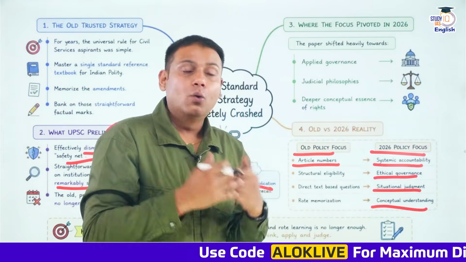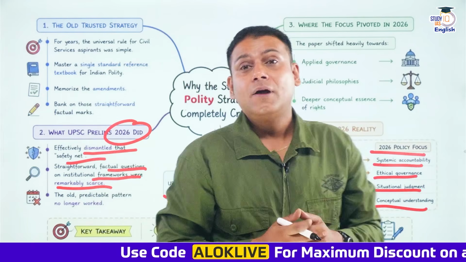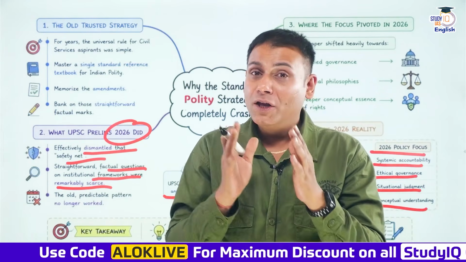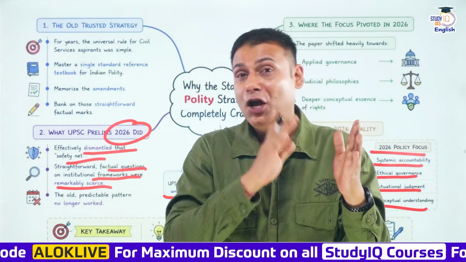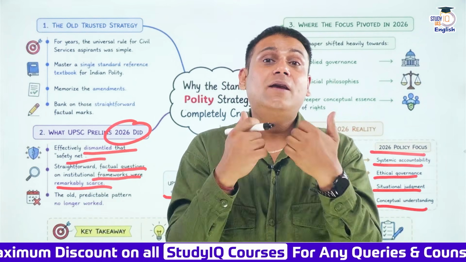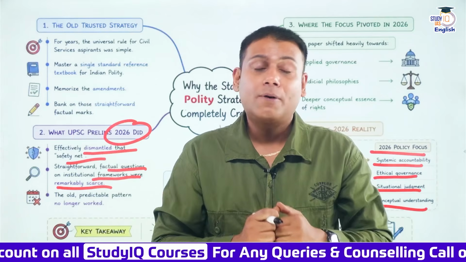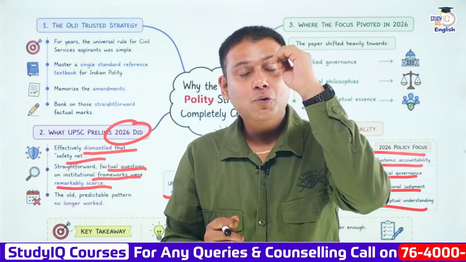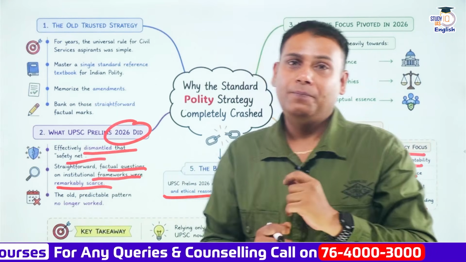Apart from this, also focus on governance and social justice. Ethical governance and social justice are part of GS Paper 2. But here you have to study polity, governance, and social justice in conjunction. This is one of the key takeaways from Prelims 2026 related to the polity section.